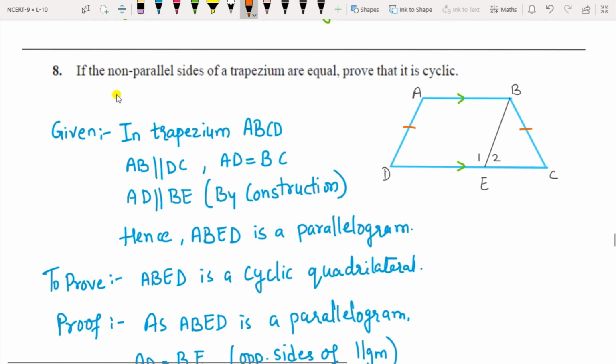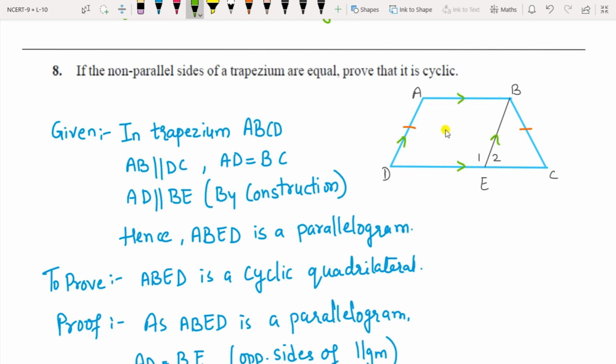Question 8 here is, if the non-parallel sides of a trapezium are equal, prove it is cyclic. So ABCD is a trapezium here, where AB is parallel to CD, and AD is equal to BC, that is given here. We have to draw a parallel line BE to AD. So AD is parallel to BE, therefore ABED becomes a parallelogram.